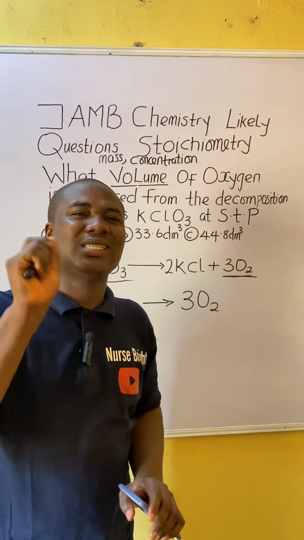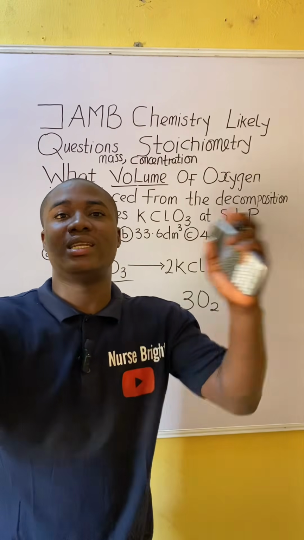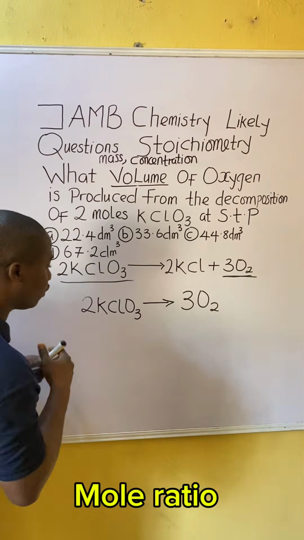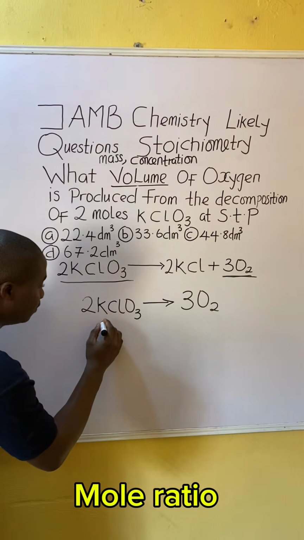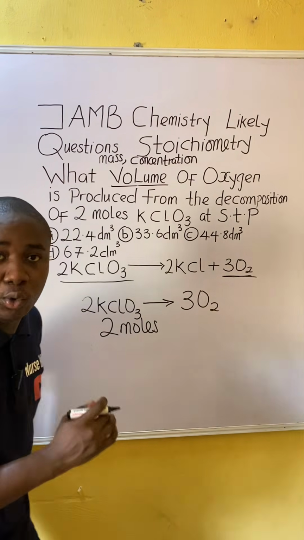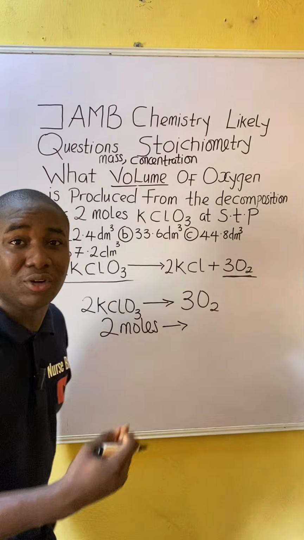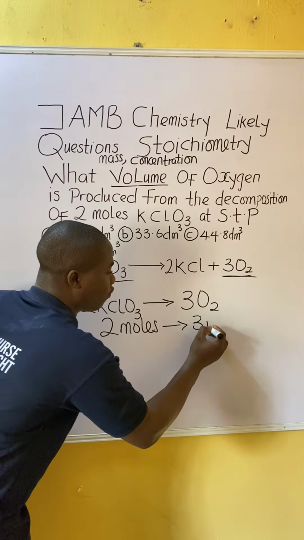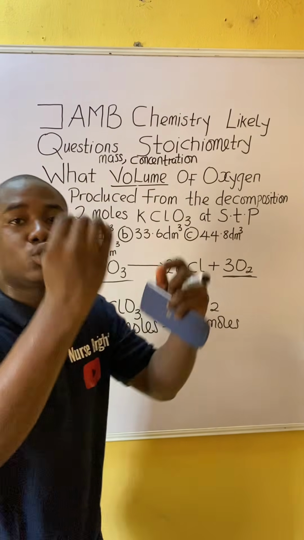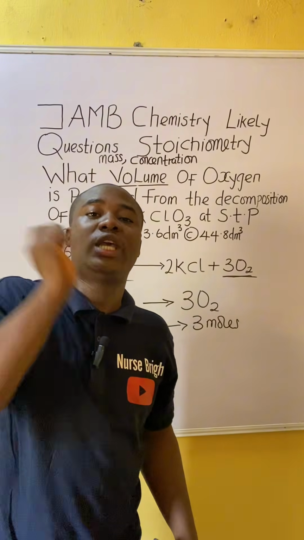Moving further, the next thing to do is this: listen. You then write down the numbers that are found in front of them. These numbers are called mole ratio. So for KClO3, the number standing in front of KClO3 is 2. I'm going to write it down, but I'll add 2 moles to it. So here it becomes 2 moles of KClO3 to give me, for oxygen, what was the number standing in front of the O2? Then I'm going to write 3 moles of what? Oxygen.